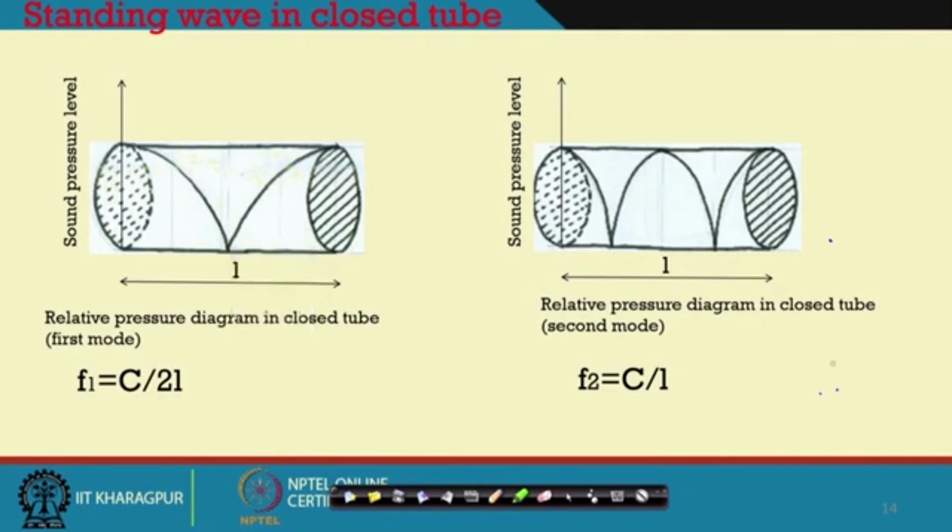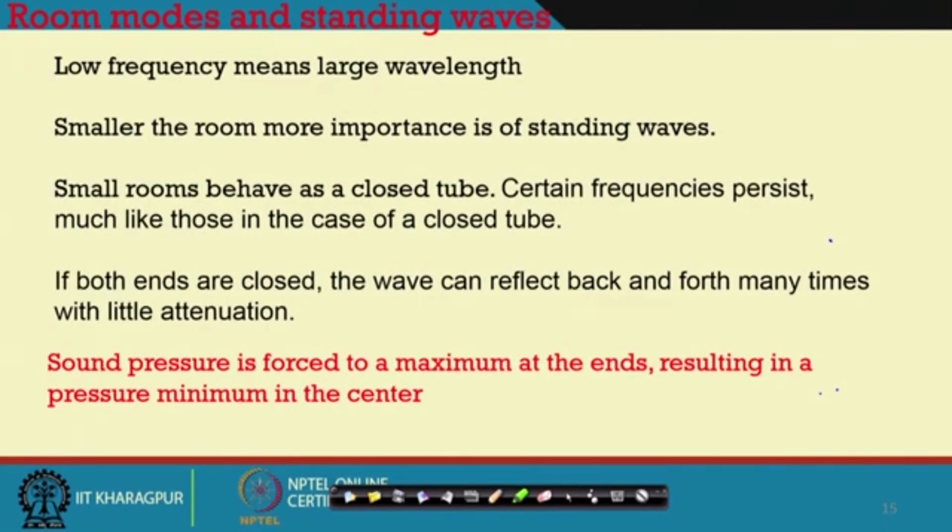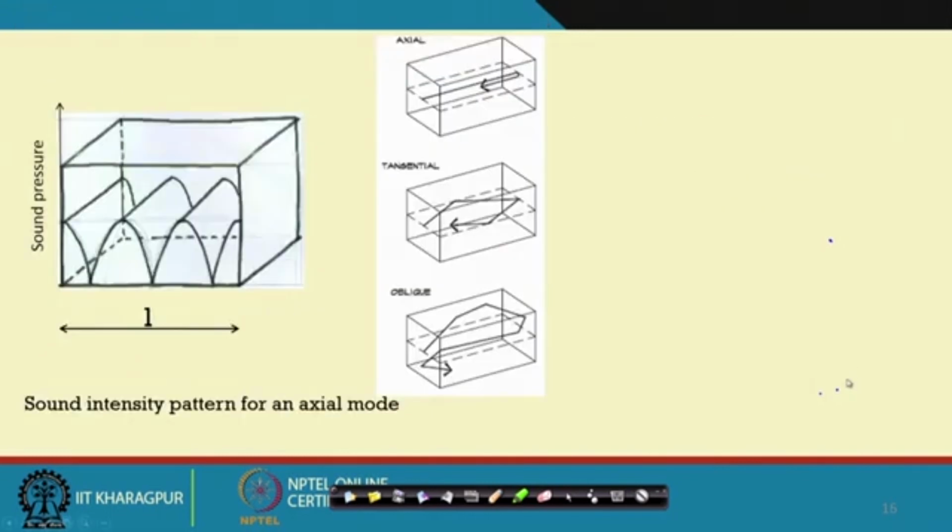It can happen from this place to the side wall, it can happen from this place to the ceiling. So, it can happen in all directions. So, we have to take care that the room dimensions should be such that it does not end up in creation of multiple modes within that room. So, sound pressure is forced to the maximum at the end, resulting in a pressure minimum at the center, and we can see this happening inside this room.